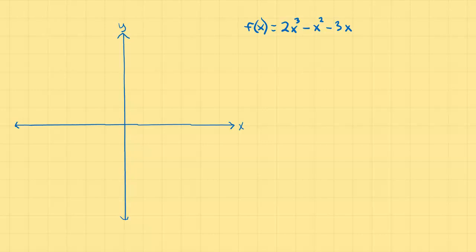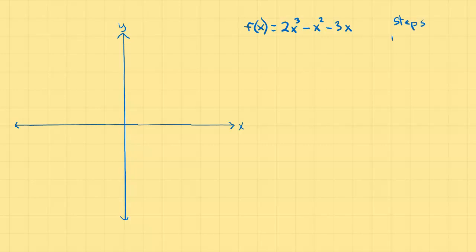Okay, we're going to graph a polynomial function. This is a third degree polynomial function, and that's because the greatest power of x that you see is 3. And when you're graphing a polynomial function without a calculator, I have 3 steps that I'd like you to follow.